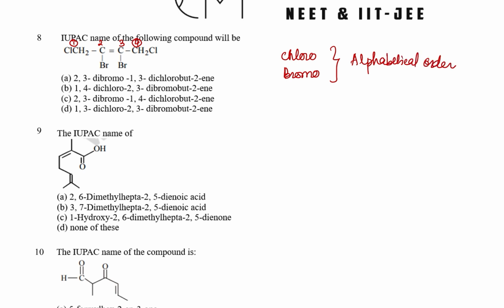So according to this, bromo will come first, then chloro. So bromo is present in which position? Second and third. So 2,3 dibromo. But here it is 1,3. Wrong. Chloro is not present at the third position. Right? 2,3 dibromo, 1. This is the option C. Other options are numbered wrong.